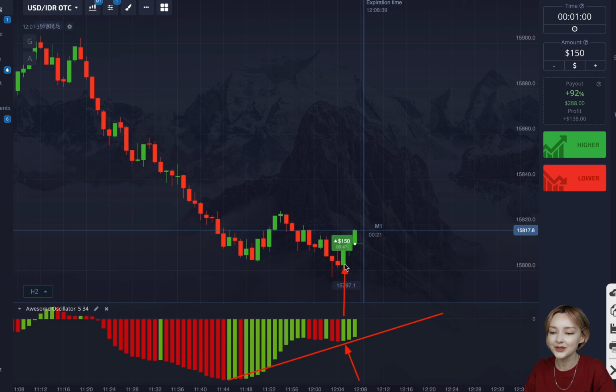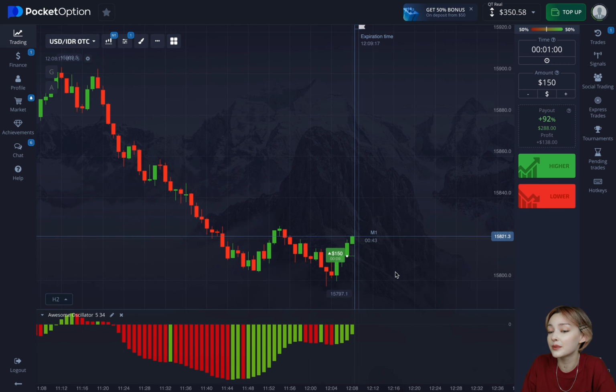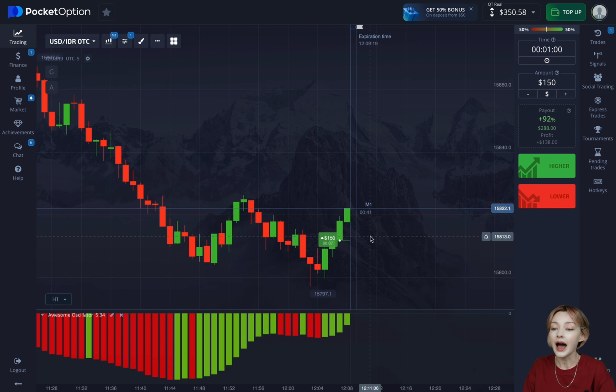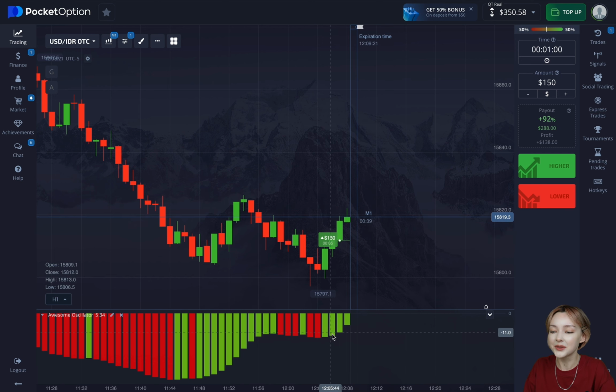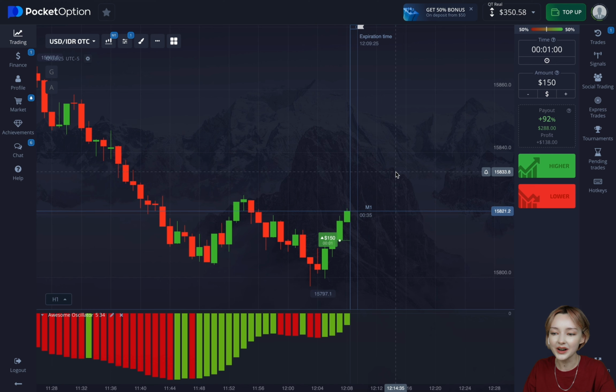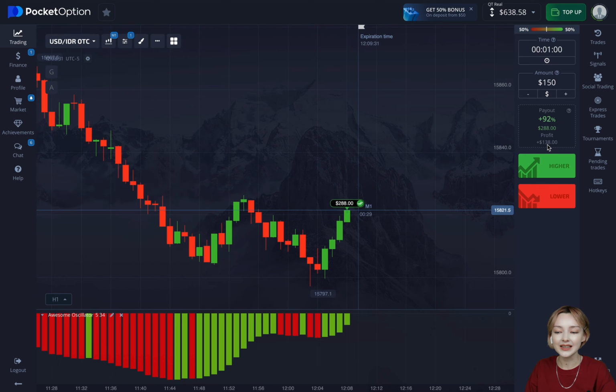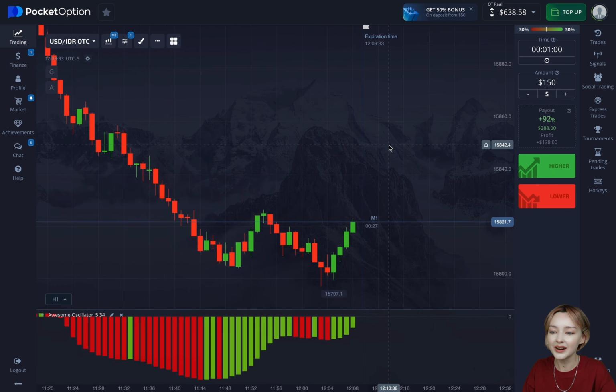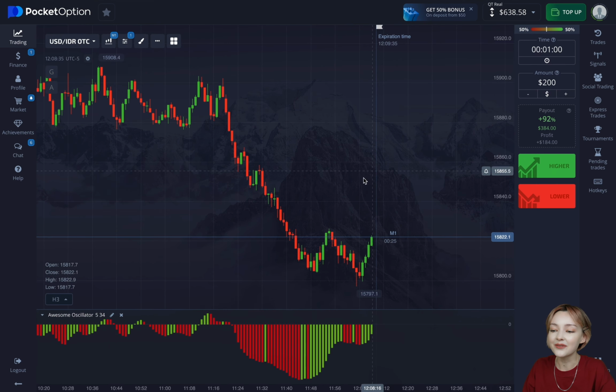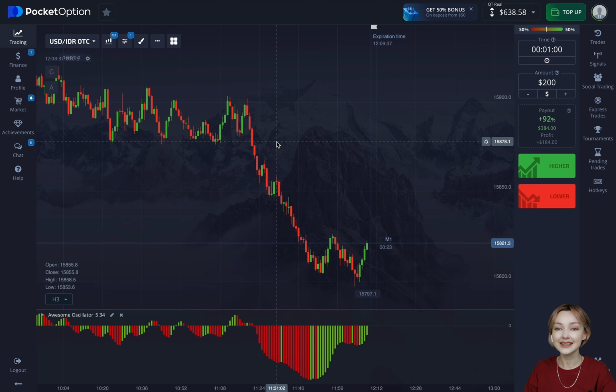We should have placed the trade around here with this candle. However, the market is yet to rise a lot. So I placed the trade upwards at the third green candle and it closed in profit, getting us plus $138 in net. Isn't it wonderful? Now we can feel free to increase the deal amount up to $200 and look for the next similar signal.